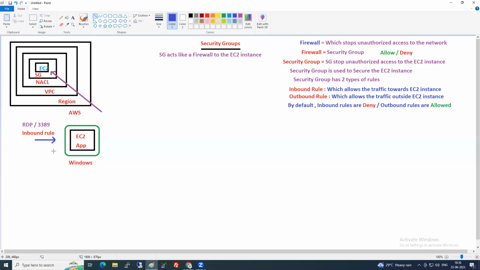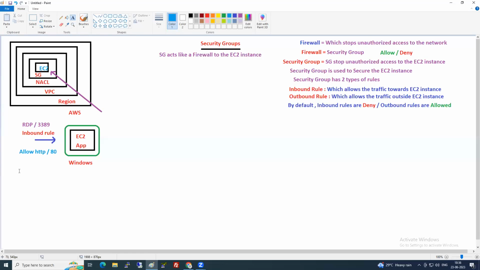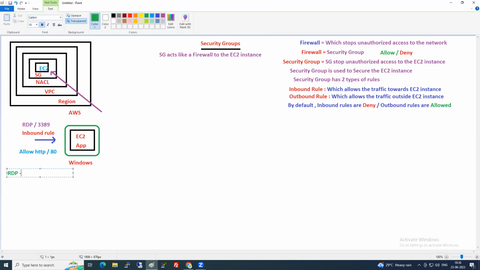Now I have the application inside the EC2 instance. I want to access it. So in the security group, what is the protocol that I need to allow? HTTP. You got it? So allow HTTP. HTTP on which port number? 80. So guys, in security group, we always need to allow protocols. I'll write it here so that you will never forget. RDP is used for what? RDP is used to log into the Windows EC2 instance.